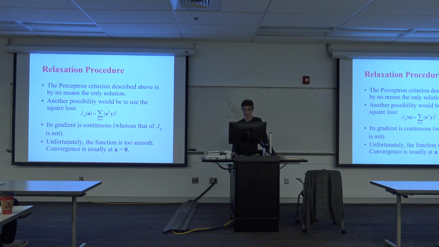It uses what loss function? The square loss, right? So you can just use the square loss, right? Why would I want to do that instead of using the function that I had before? Because it's a smoother function, right? It's a continuous function. It's going to give me a smooth gradient.